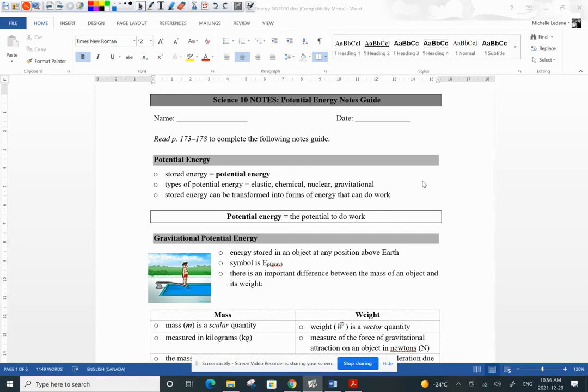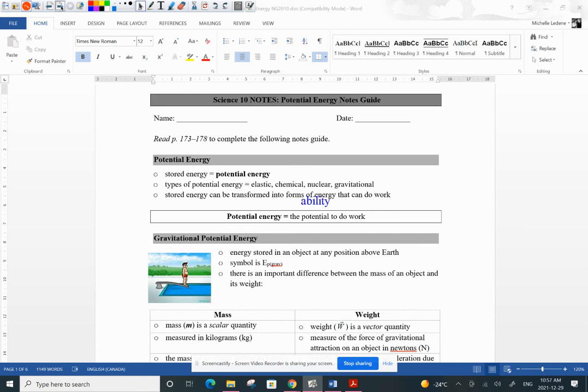Then there's nuclear energy. Inside of a nucleus, there's energy in there, and obviously that one produces a huge amount of energy. That's why nuclear reactors produce so much energy. And gravitational energy is due to the position of an object. That's the one we're going to be talking about a lot today.